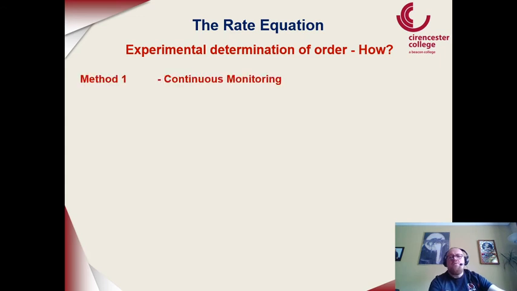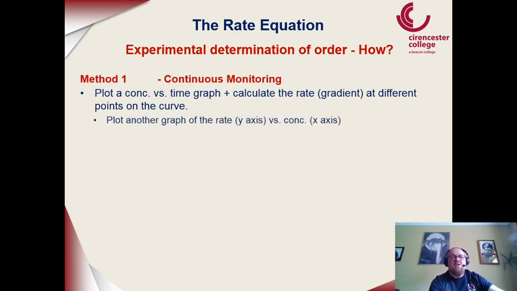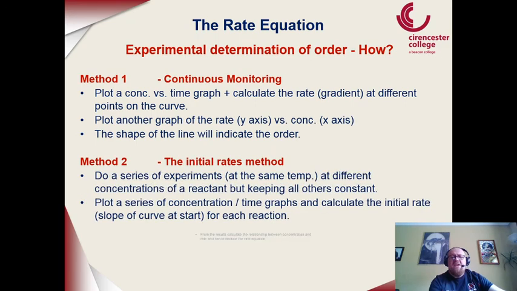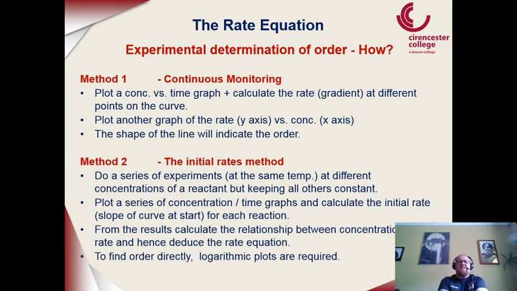Okay, so what is the rate equation and how do we work it out? There are 2 main methods that are used for this. The first is using continuous monitoring. You plot a concentration versus time graph, you use the gradient, which you calculate at various different points, and you have to use your tangents. Take tangents at various points along the curve, and from that you can work out what the rate equation is. And you can determine the order.